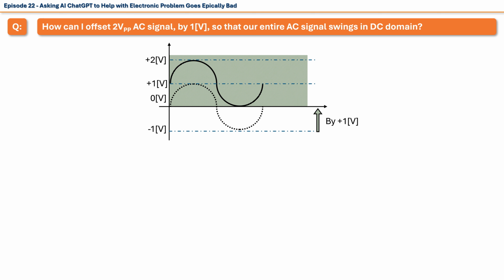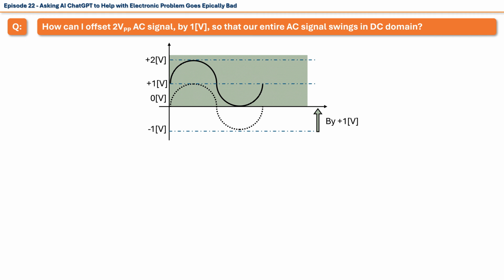If we don't do this shifting, then the entire negative part of the AC signal gets lost, because the transistor cannot deal with the negative part of the signal amplitude. So, our question to Chat GPT was, how can I offset an AC signal with 2 volts peak-to-peak amplitude by 1 volt, so that our entire AC signal now swings in the DC domain?